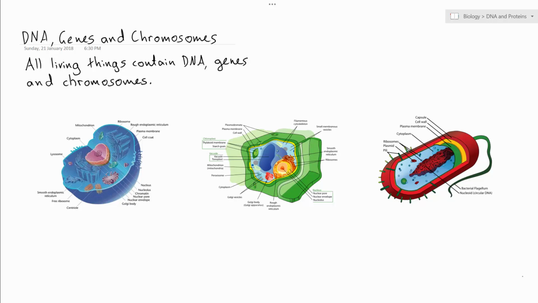In biology, it's really important to be aware of the fact that all living things contain DNA, genes, and chromosomes. So that's the reason for me writing it up there. All living things contain differing numbers of chromosomes. These chromosomes are made up of long sequences of DNA, and this DNA will be of differing sequences as well.